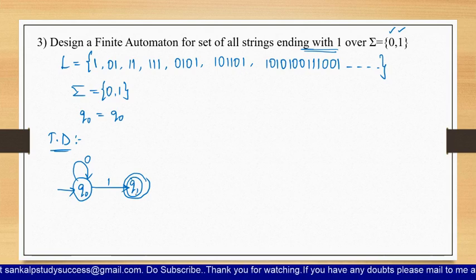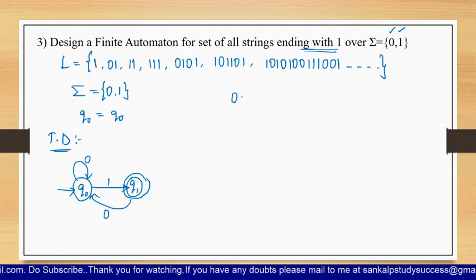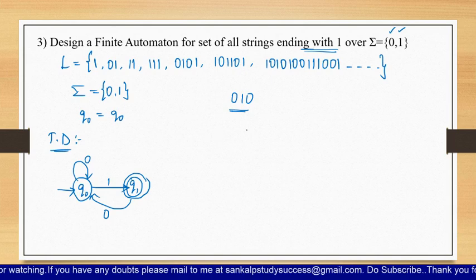Now if you apply 0 and 1 to Q1, that means any string ending with 0 must not reach the final state, right? That means you can go back to Q0. If 0, 1, 0 is a string, this is not ending with 1, so it should be rejected. That means it should not reach the final state. So 0, 1 and 0 is moving to Q0, which is not a final state, so what we have drawn is correct.